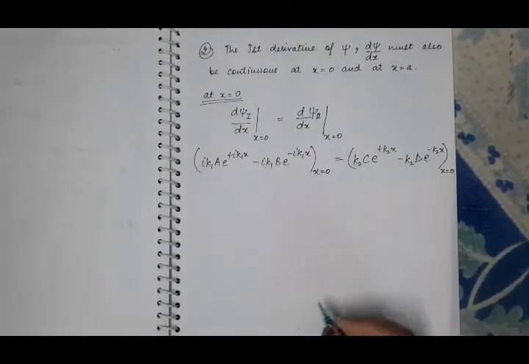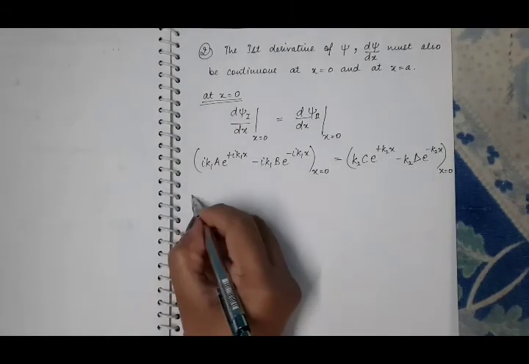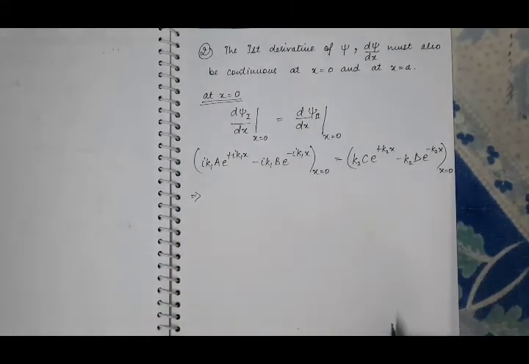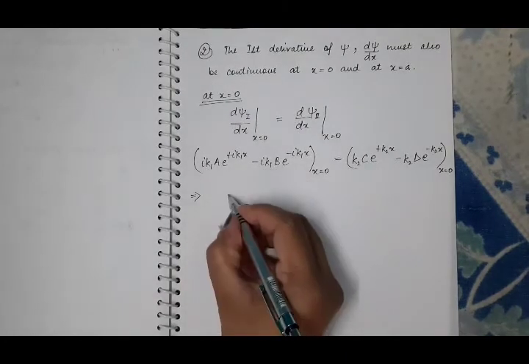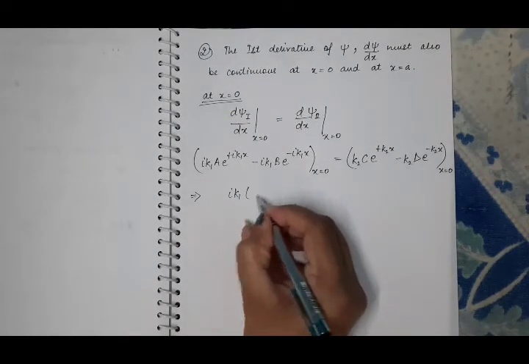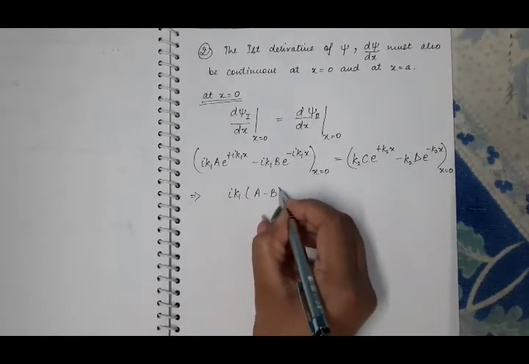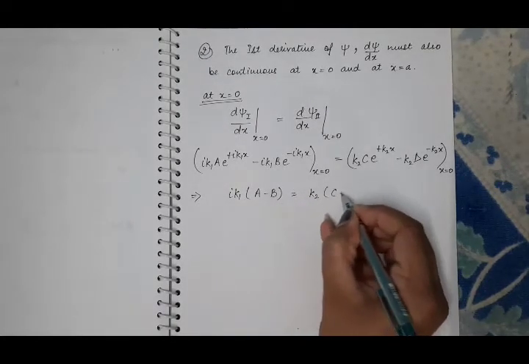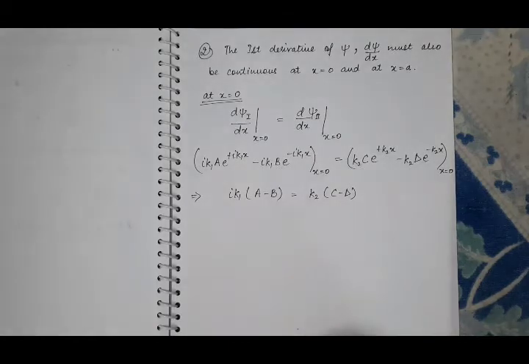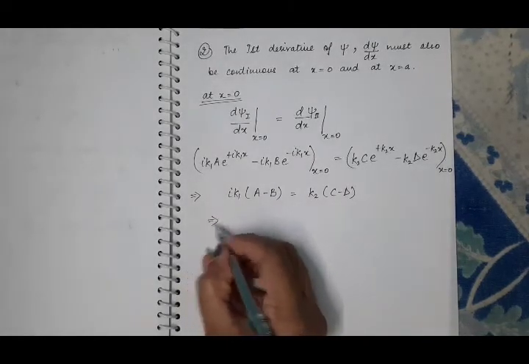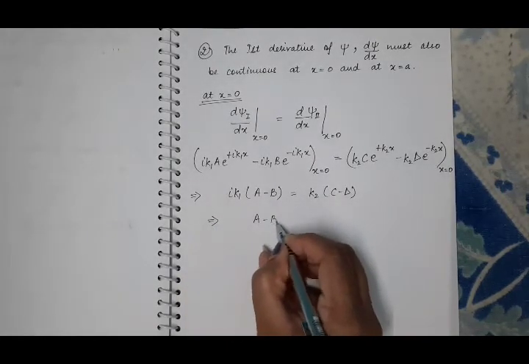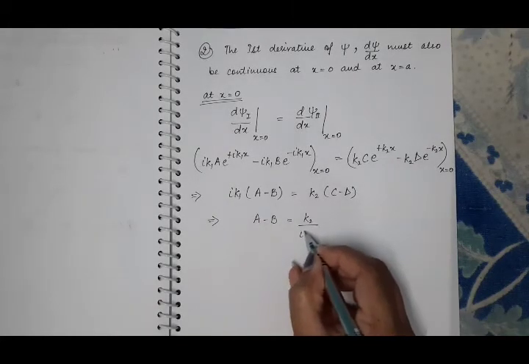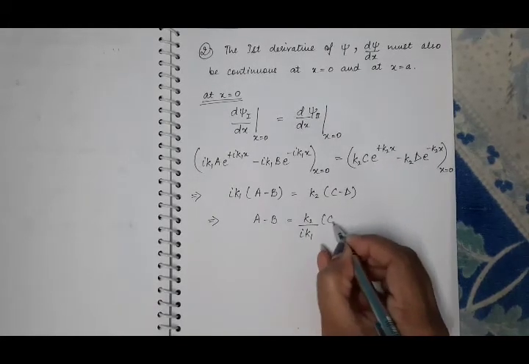Now put x is equal to 0 on the two sides and you will get e raised to power zero, which will be 1. So we have this iota k1 common. So a minus b is equal to, from the right hand side we have k2 common, c minus d. And find the value of a minus b from here. So we have a minus b is equal to k2 by iota k1 into c minus d.